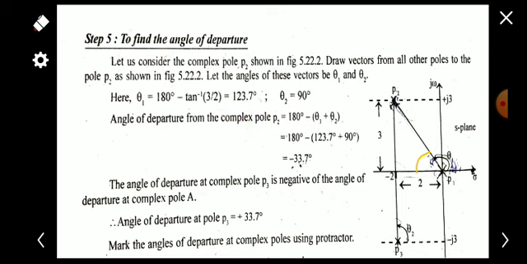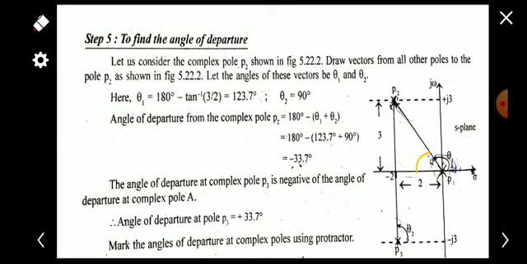It is 123.7. And theta 2 is exactly the complex conjugate of this complex pole, so it gives a plus 90 degree. Theta 2 will be 90 degrees. By substituting those values, we will get the angle of departure as minus 33.7. So the root locus will start from this pole and go to infinity, at the angle minus 33.7. And the angle of departure of the root locus from this pole, that is P3, will be just the opposite of the value here. Here it is minus 33.7 and there it will be plus 33.7.